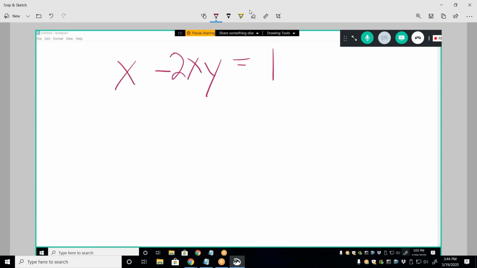What's the greatest common factor on the left side if I look to factor this? 1. No, how about x? Oh. In other words, it's the greatest common factor, and I mean that literally, it's the greatest thing that divides evenly into both terms. It divides evenly into x, and it divides evenly into that. So if I factor the x out, what am I left with? What's that?